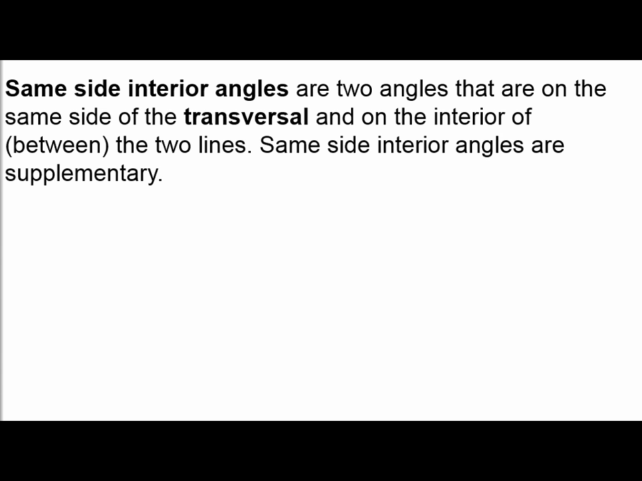Same side interior angles are two angles that are on the same side of the transversal and on the interior of the two lines. Interior means in between the two lines. Same side interior angles are supplementary. Supplementary means they add up to 180. They're not necessarily equal. The two angles add up to 180. That's what supplementary means.